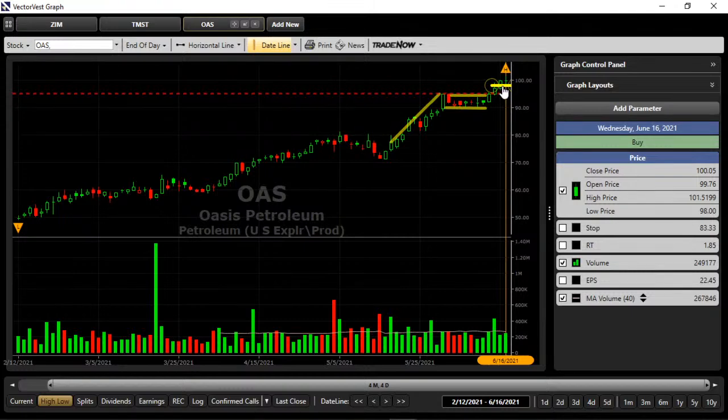So maybe I'll raise it to entry, okay, so that I can't lose on it. If the stock goes my way, I'm not going to keep that initial stop loss all the way down there.